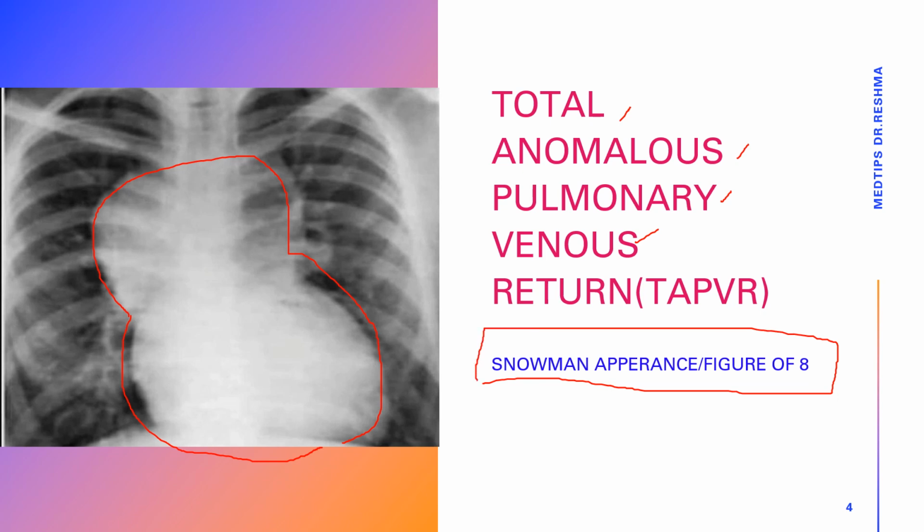So these are the three things you should know in cyanotic congenital heart disease. It's very easy. In TAPVR, it is snowman appearance. In tetralogy of Fallot, it is boot-shaped heart. And in transposition of great arteries, we get the egg on string appearance. Again, moving on to the next slide.